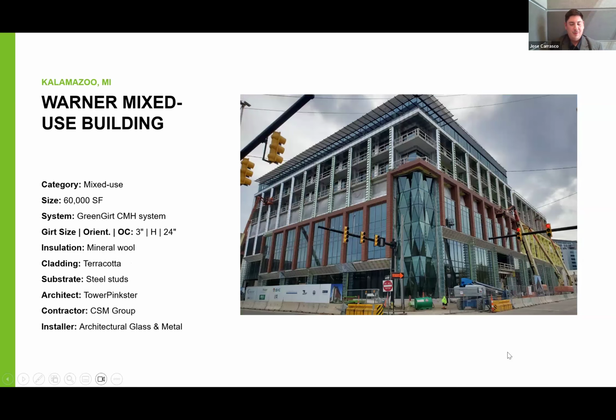And we have another mixed use building, this one here in Michigan, using 60,000 square feet of the Green-girt CMH system with mineral wool, with terracotta cladding. I think most of the other examples we've seen have been ACM or metal panels, but again, compatible with any type of insulation and any type of cladding.